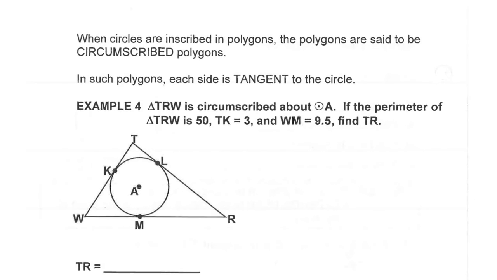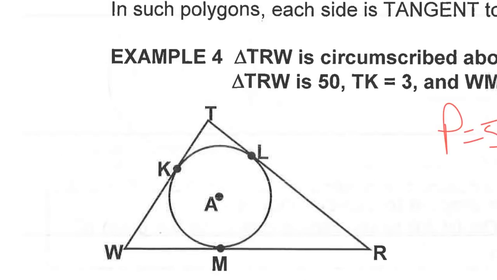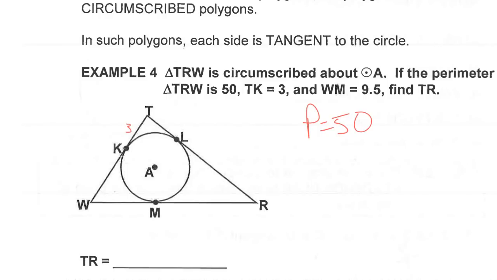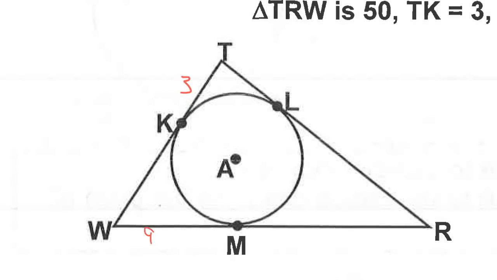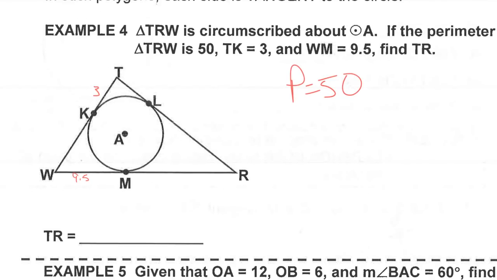And it's told us some things about it. It says triangle TRW is circumscribed about circle A. If the perimeter of TRW, so the perimeter of the whole triangle, P equals 50, TK equals 3, so I'm going to find TK and label it with 3, and WM is 9.5, they want us to find TR. So this whole length right there.